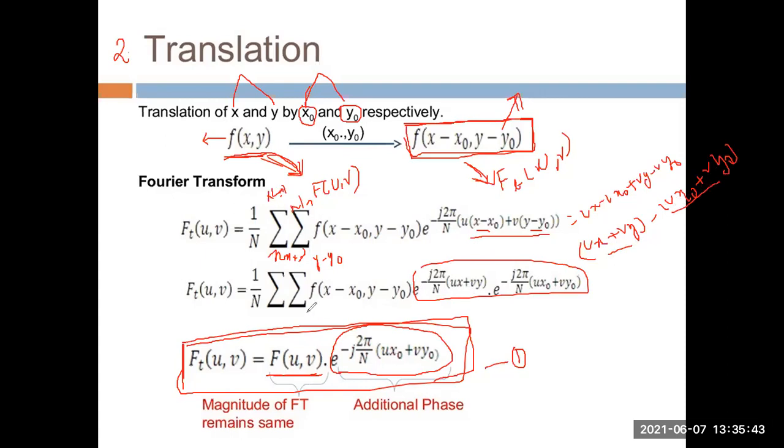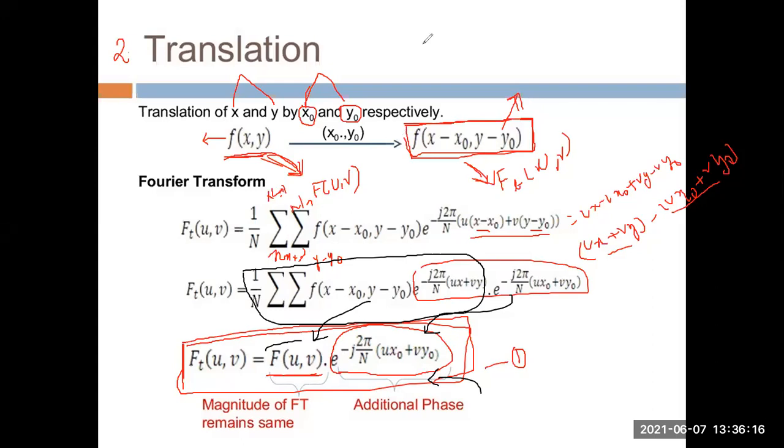Fine. Now we already know this entire thing. If we take this entire thing, what is it? It is nothing but F of u, v, and this is written here. Now what changes have we identified? The magnitude of the Fourier transformation will remain the same, but there is an addition of some phase angle. So what is the phase angle? This is the phase angle which will be added.